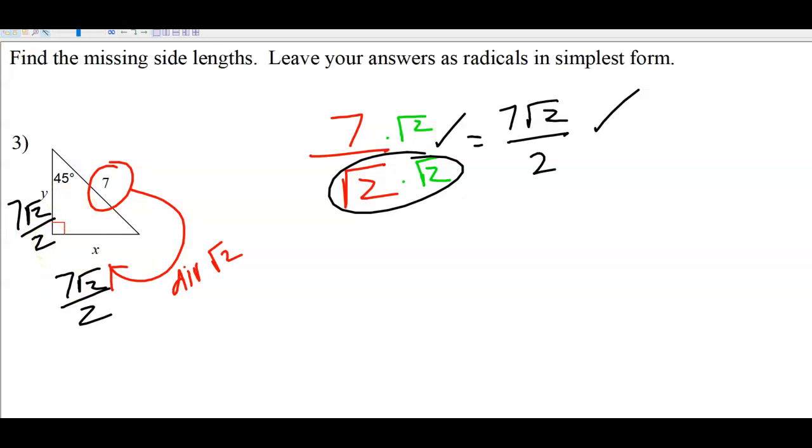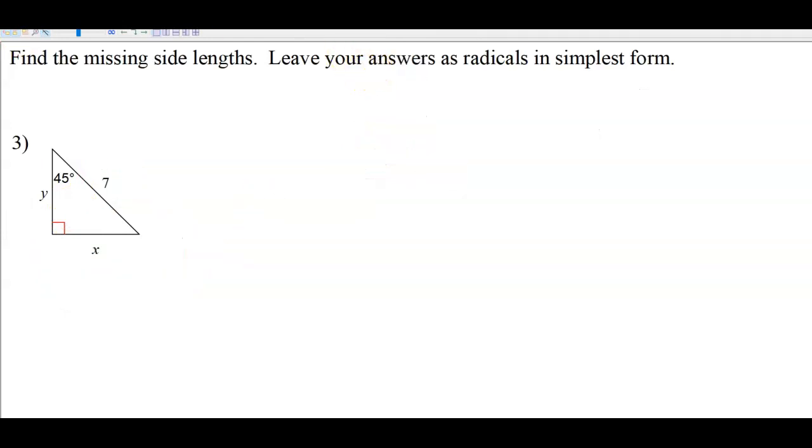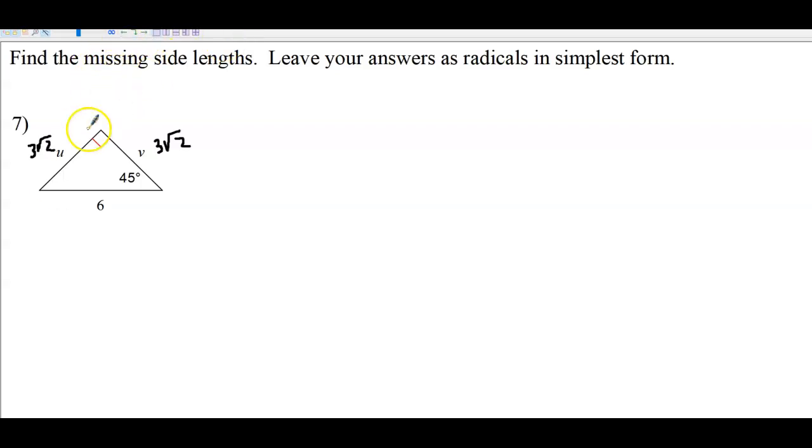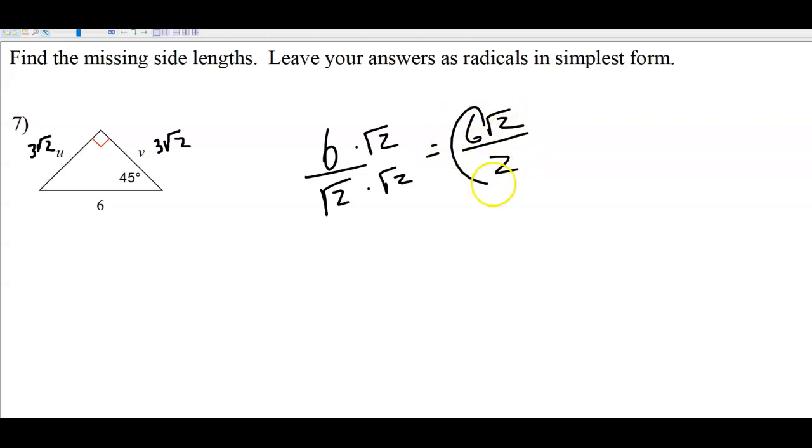Okay, so let's go ahead and let you guys try one kind of like that. There it is. So go ahead and pause the video here. Give it a try. When you unpause it, you will see the solution. All right, so here are the answers. So you guys should have taken the 6 and divided it by square root of 2 and then rationalized and gotten this. But you may have noticed that these reduce. 6 over 2 is 3. So your most simplified answer would be 3 radical 2.